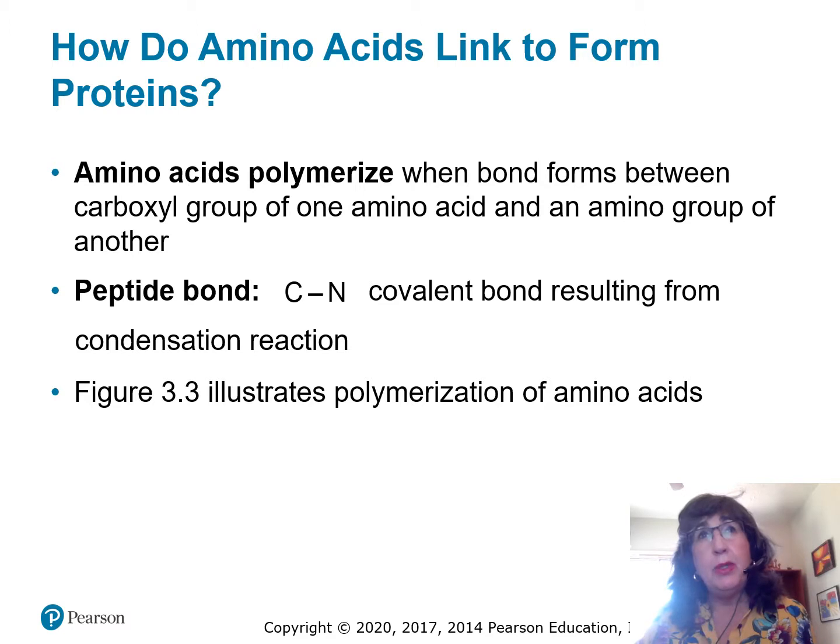Amino acids polymerize when they form bonds between the carboxyl group of one amino acid and the amino group of another one. So that bond that forms between carbon and nitrogen is called a peptide bond. And this bond is important, and you will have to know it for your upcoming tests.